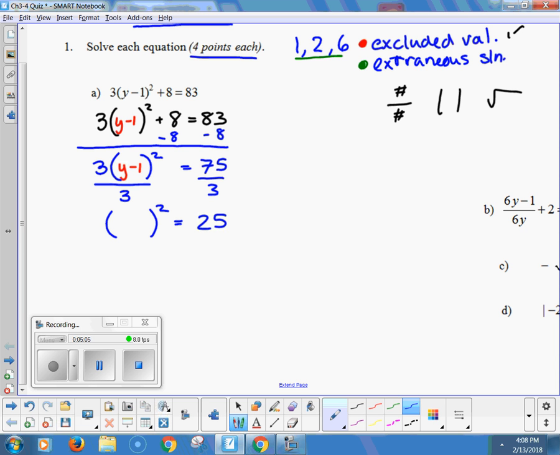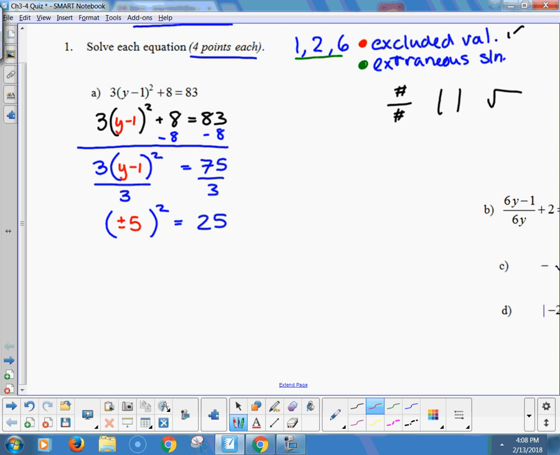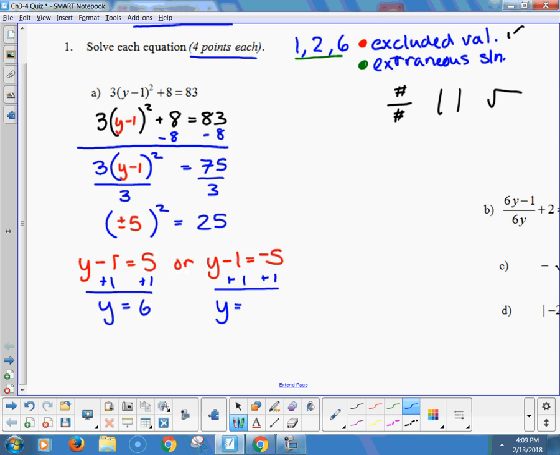Well, there are two numbers that could be inside these parentheses, and those two numbers are positive or negative 5. And so when I'm writing my next line of work to get my solution, I should say this means y minus 1 could equal 5, or y minus 1 could equal negative 5. If we add 1 to each side here, we get y could equal 6. If I add 1 here, I get y could equal negative 4.